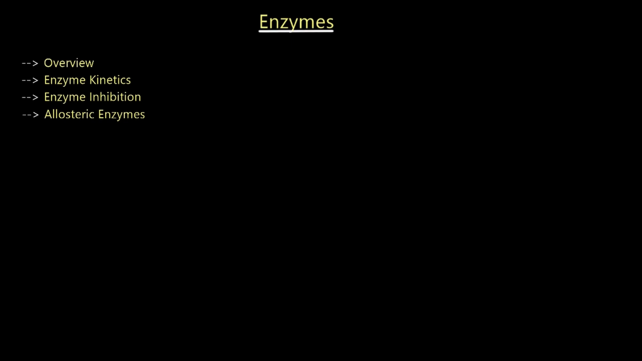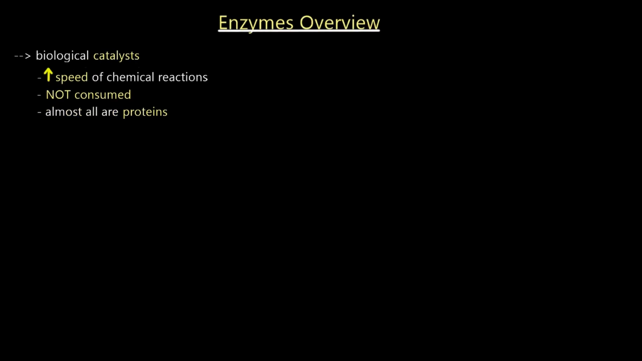So here's just a brief description of what we're going to learn about enzymes and how they interact in organisms. First we're going to look at an overview of what enzymes are and what they do. We're going to look at enzyme kinetics, enzyme inhibition, and allosteric enzymes. So let's first begin with an overview of enzymes and what they do.